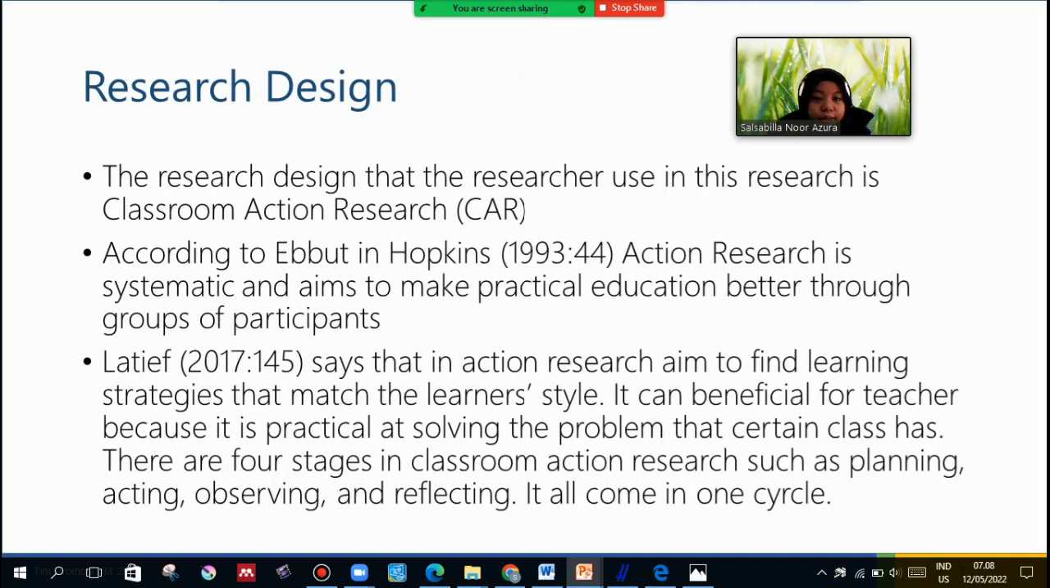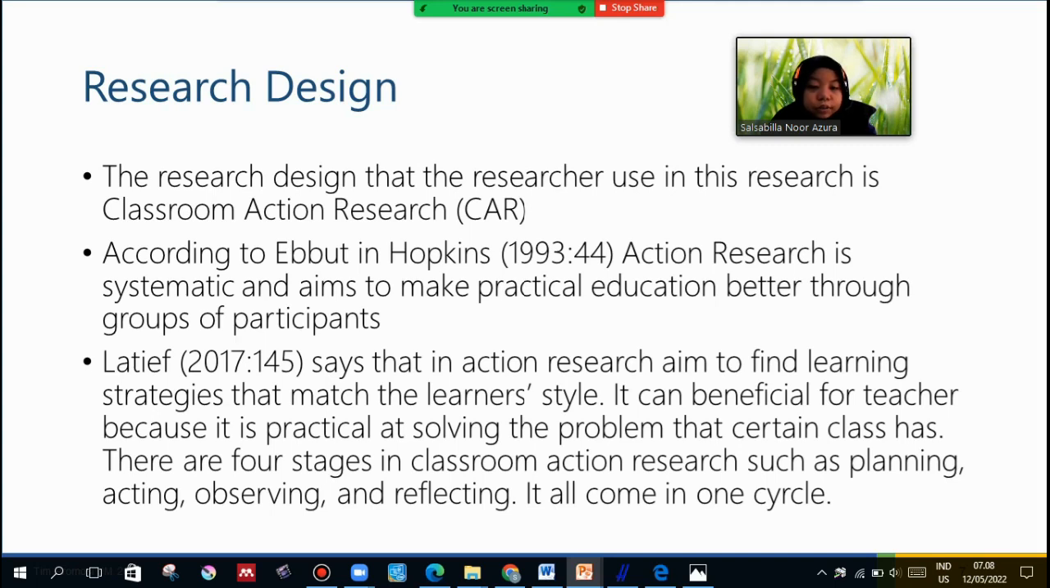The research design that researchers use in this research is classroom action research. And according to Abbott in Hopkins 1993, action research is systematic and aims to make practical education better through groups of participants. Latif 2017 says that action research aims to find learning strategies that match the learner styles. It can be beneficial for teacher because it's practical at solving the problem that certain class has.